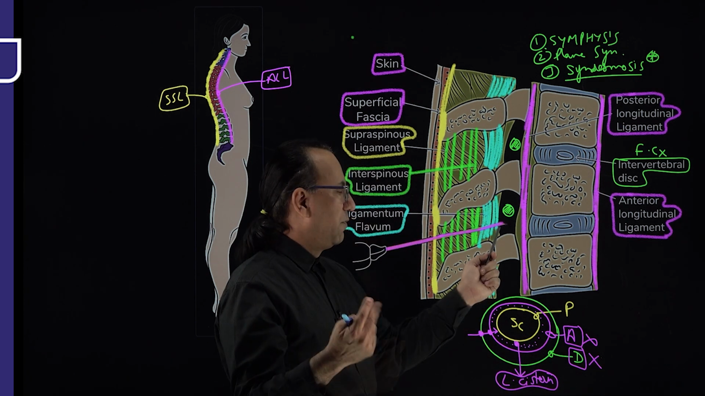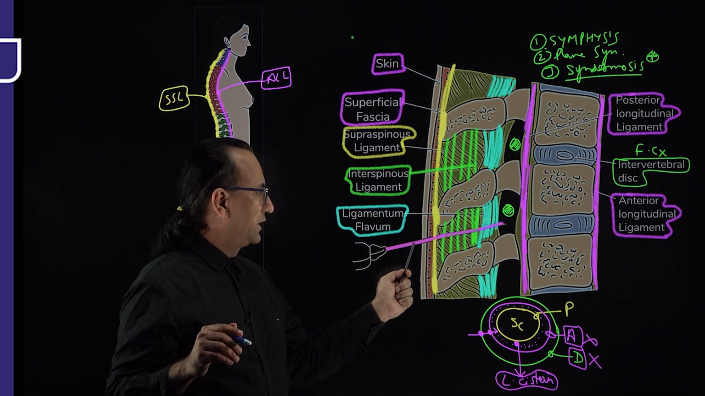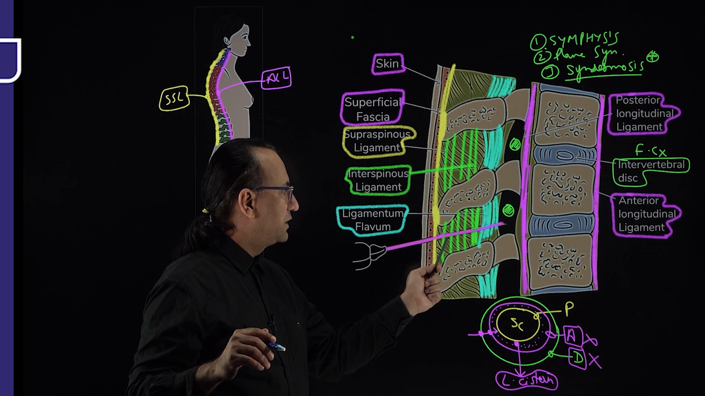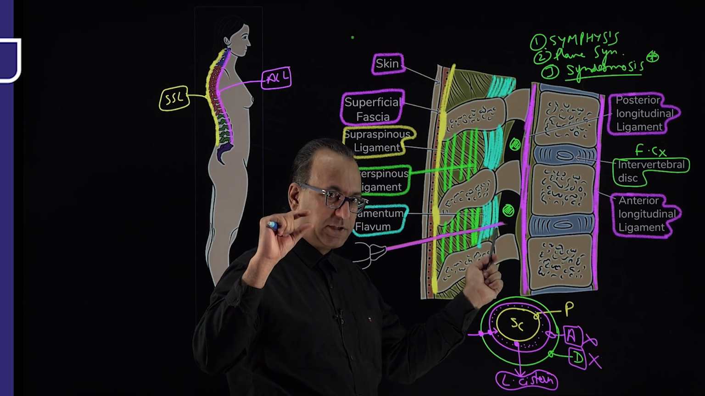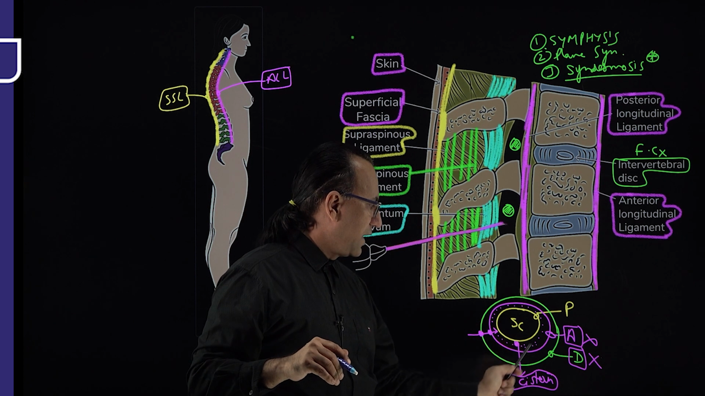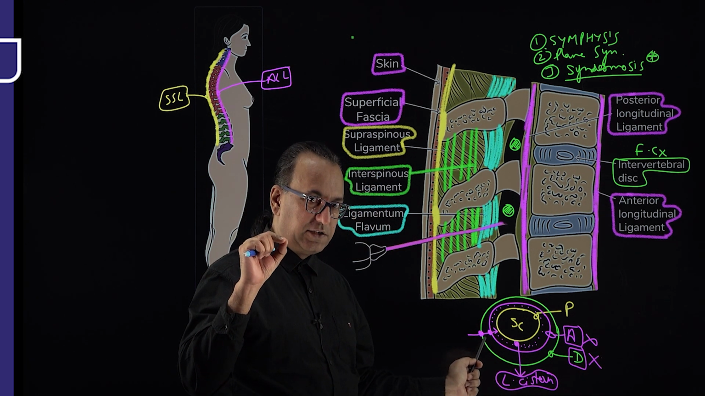So to remove the CSF, what structures does the needle pierce? Number 1, skin. Number 2, superficial fascia. Number 3, supraspinous ligament. Number 4, interspinous ligament. Number 5, ligamentum flavum. Number 6, the dura mater. Number 7, the arachnoid mater. And then you enter the subarachnoid space, the lumbar cistern. You aspirate the CSF. You can inject the anesthetic agent also.